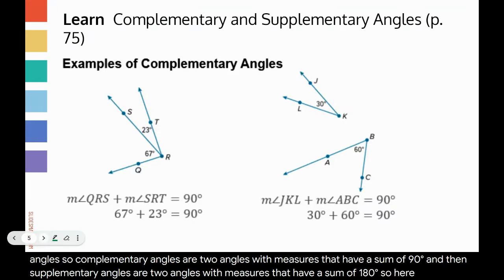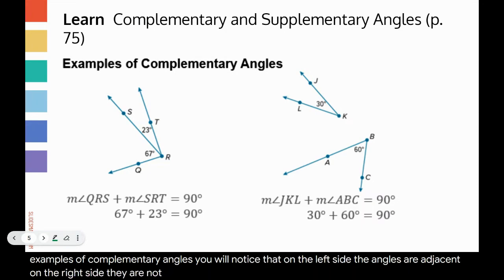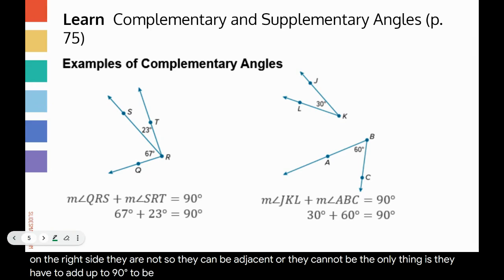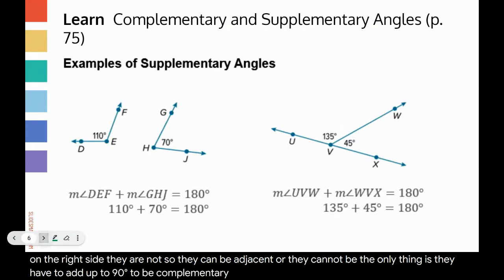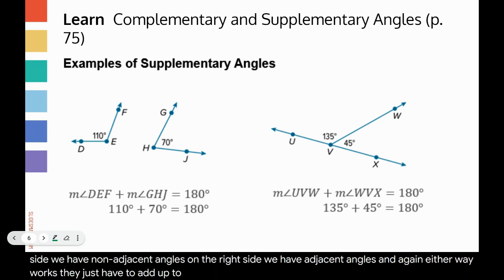So here are some examples of complementary angles. You will notice that on the left side, the angles are adjacent. On the right side, they are not. So they can be adjacent or they cannot be. The only thing is they have to add up to 90 degrees to be complementary. And then in this example of supplementary angles, on the left side, we have non-adjacent angles. On the right side, we have adjacent angles. And again, either way works. They just have to add up to 180 degrees.